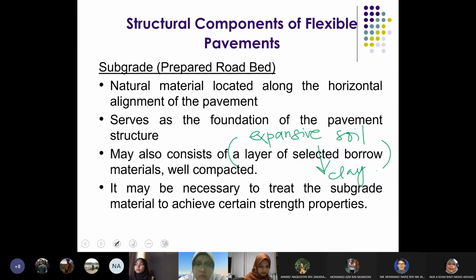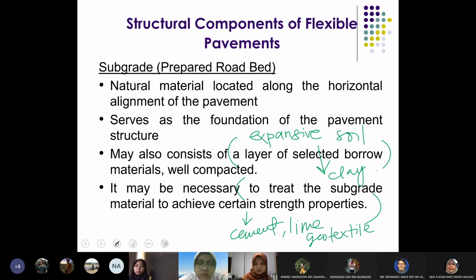And another thing, how else does JKR do it? They treat the subgrade to achieve certain strength properties. To treat, they use cement, lime, or some use geotextile. Geotextile is a commercial material produced by one of the companies. They use the geotextile to make a layer. It is good, but it consumes a lot of money. Very less economical, we need to spend a lot of money for that.